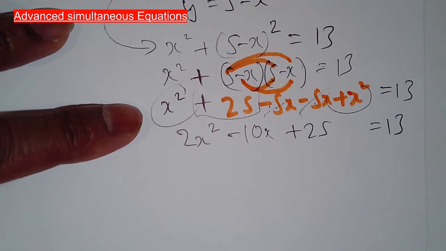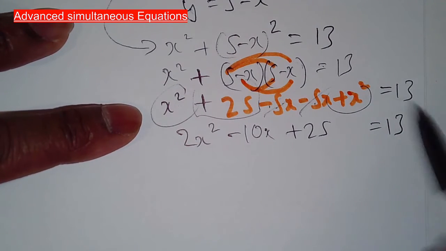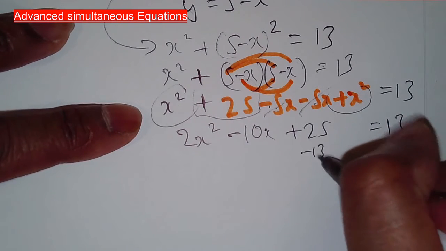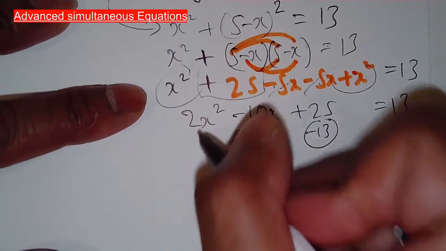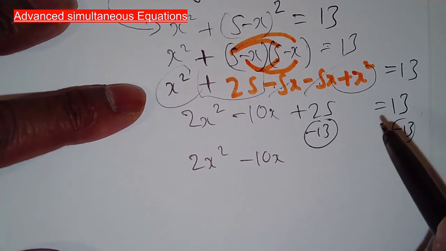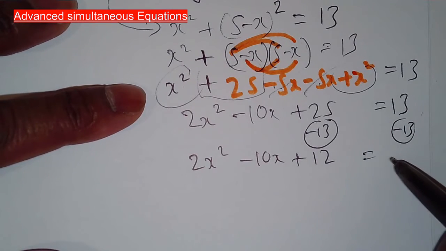It's a quadratic equation, but to be able to solve it, you need 0 on one side. So make that 0 by taking away 13. What you do this side, do on the other side. So you're left with 25 take away 13 is 12. 13 take away 13 is 0.